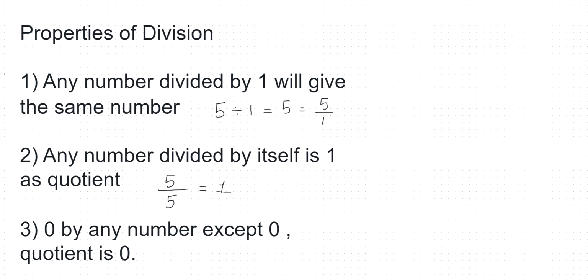Then 0 divided by any number except 0. 0 by 5. You have no chocolates, so you can give 0 chocolates to the people. You can never end up giving any.